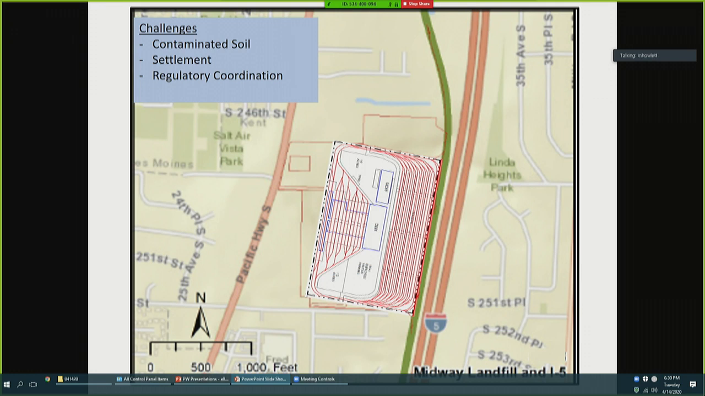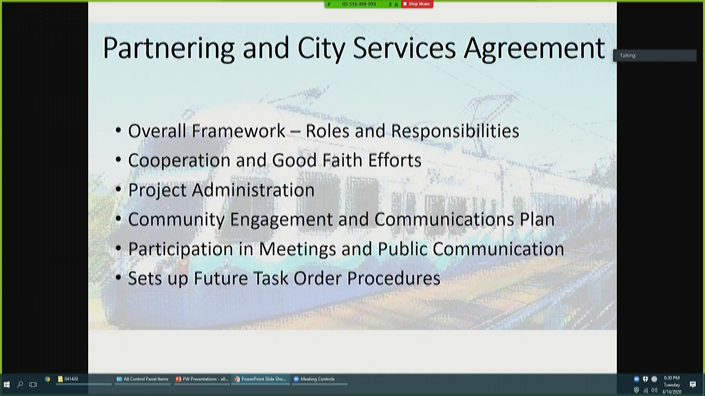And if they select this site, there's a lot of regulatory coordination between Sound Transit, Seattle Public Utilities, and the Department of Ecology. Sound Transit has already started discussions with the regulating agencies to talk about the options of this site. So moving on to the next slide, please. Oh, back up one, please.